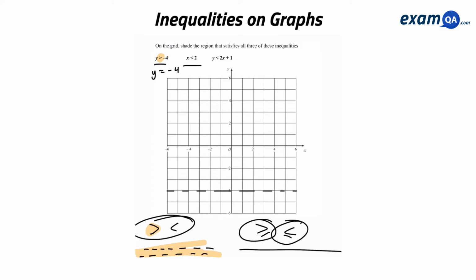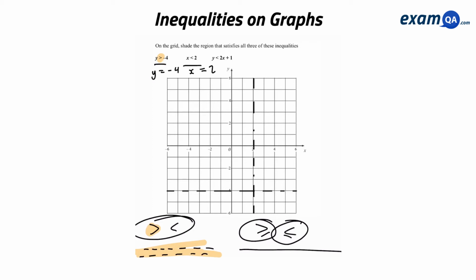The second inequality, x is less than 2. Again, pretend that I said x equals 2. And what would that line look like? It would look like this. Let's make it a bit neater. And of course, remember, it's just got the weaker version of the inequality, so we're just going to make it dotted.